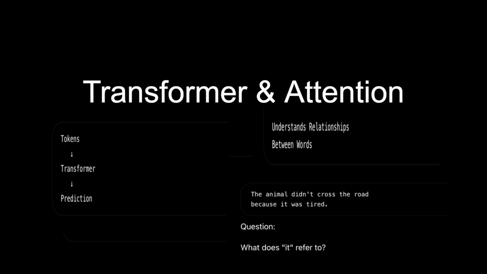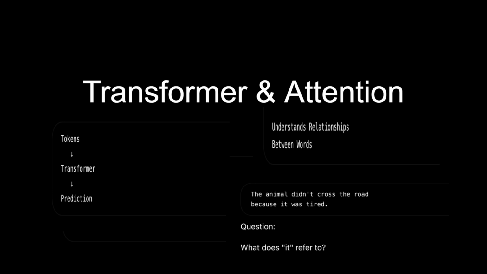Here's a prompt: the animal didn't cross the road because it was tired. As humans, we know that "it" in this sentence refers to the animal. But how does a machine figure this out? The transformer learns relationships between words. And this is where attention comes in. The attention mechanism helps the model focus on important words. When processing the word "it", the model pays attention to related words like "animal". This helps it understand meaning.